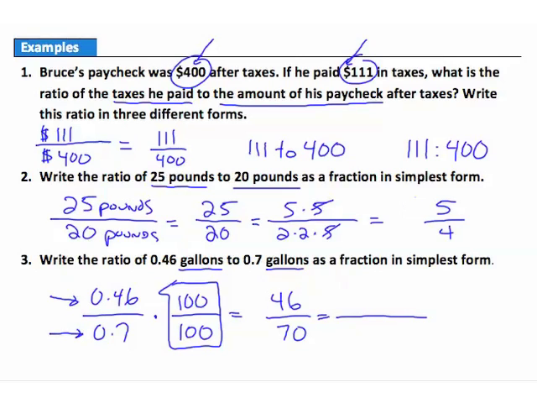So I'm going to factor the numerator. With 46, I'm thinking 2 times 23. With 70, I'm thinking 7 times 10. 7 is prime. There's 10. Looks like they have a common factor of 2. And so I'll get 23 to 35 as my final simplified ratio.